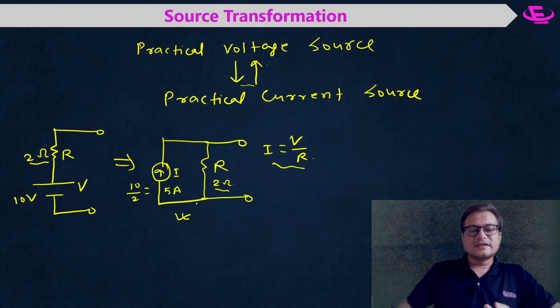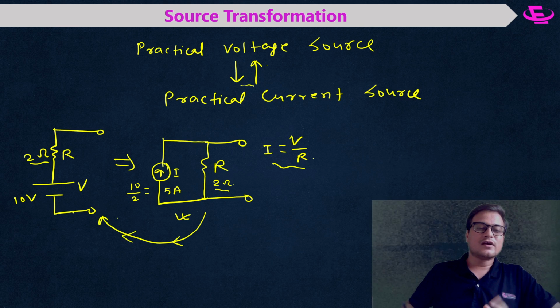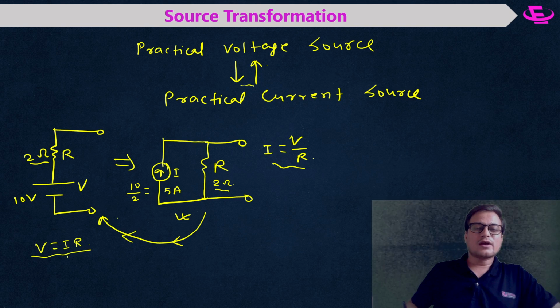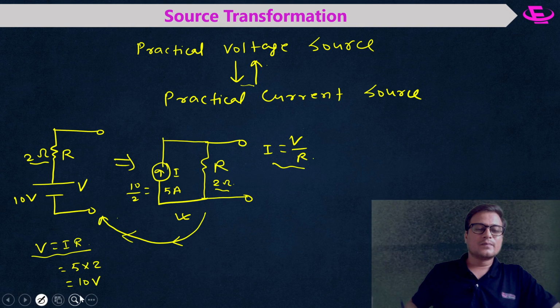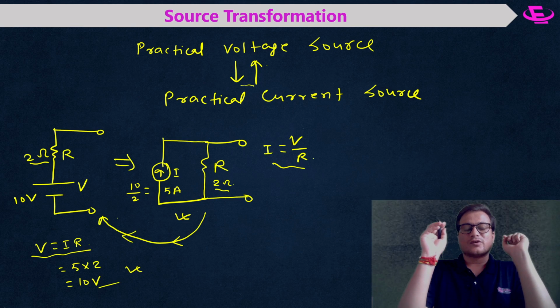Similarly, if this is the current source, this is the voltage source. This practical current source can be converted to a practical voltage source, and here V will be simply equal to I into R. Or you can write, if I is 5 ampere, R is 2 ohm, then 5 into 2, that means 10 volt. This is the value of voltage. So this is the concept of source transformation.